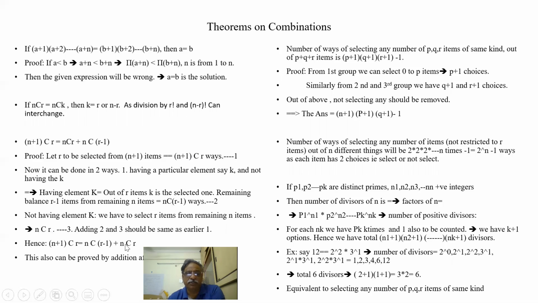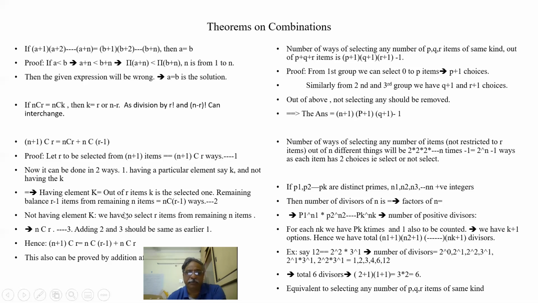So I can select having that item, I can select not having that item. This NCR minus 1 is having that item. NCR is not having that item. So both together form N plus 1 CR. These are a series of conversions. When we do examples, we can simply simplify the sum of NCRs. So NCR means this does not have that item.